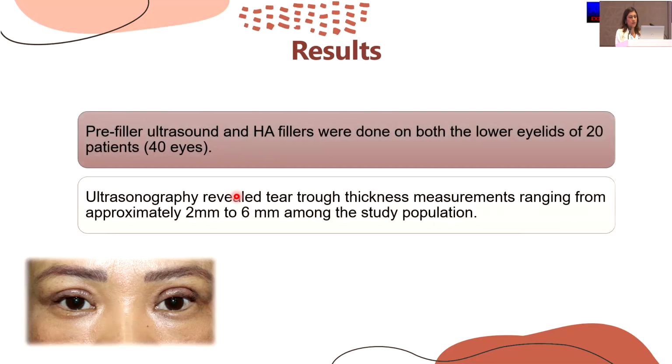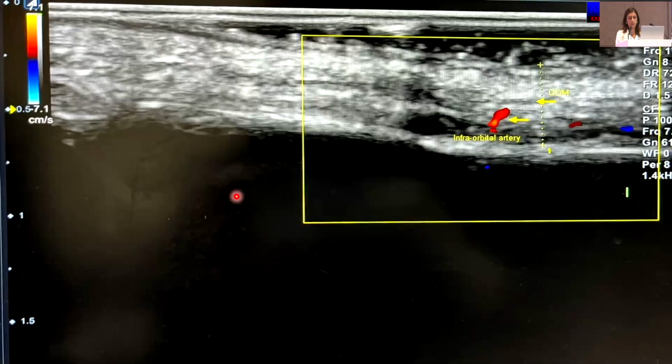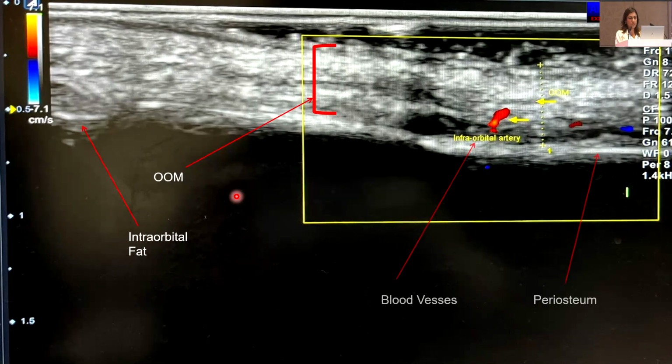Pre-filler ultrasound and HA fillers were done on both the lower eyelids of 20 patients, that is 40 eyes. The ultrasound revealed the tear trough thickness ranging from 2 millimeter to 6 millimeter. This is an ultrasonic image showing the orbicularis oculi muscle, the vessels, the intraorbital fat and the periosteum.